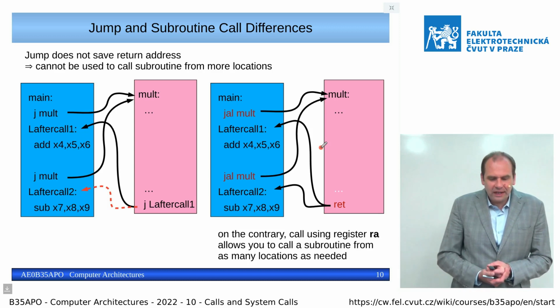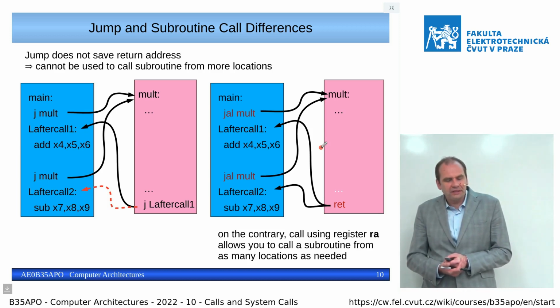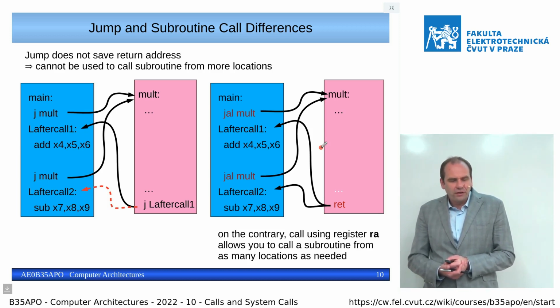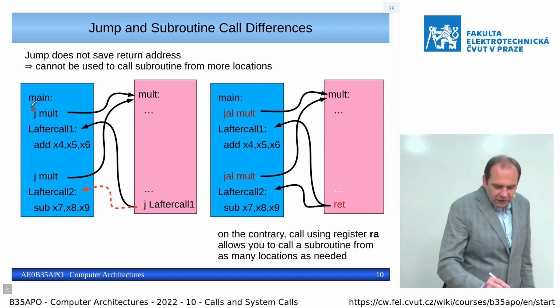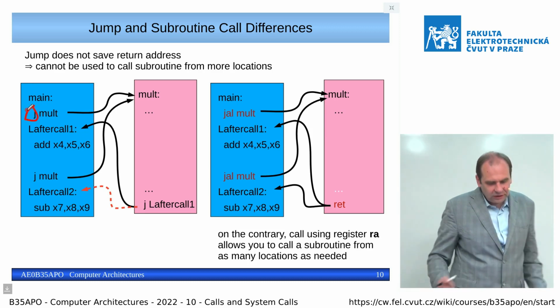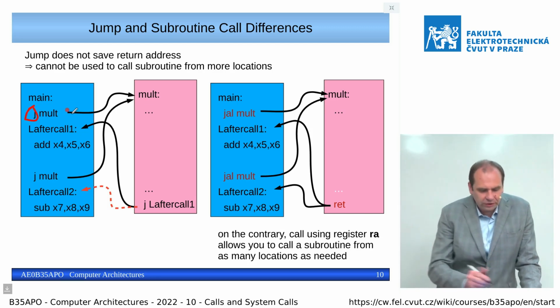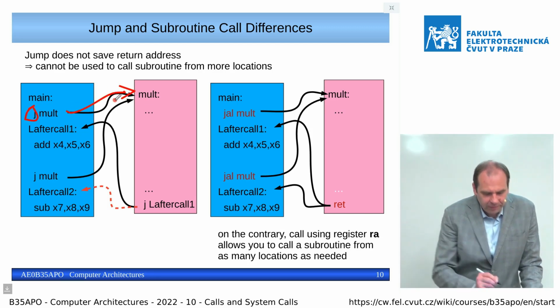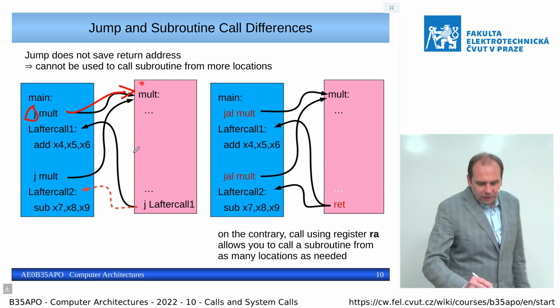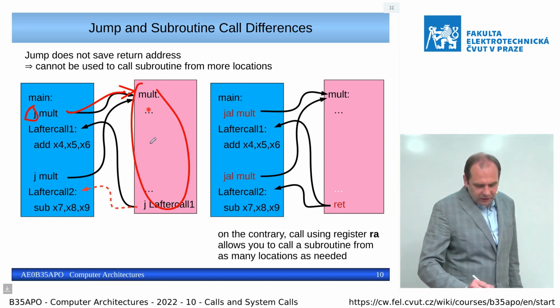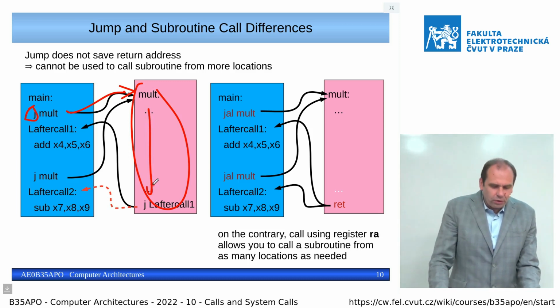Okay, I will try to describe why we need a special instruction, or what the problem of calling a subroutine is. If you have only the instruction which allows you to set the program counter to some target address, and you have a subroutine there, then when this subroutine ends, you do not know where to continue.